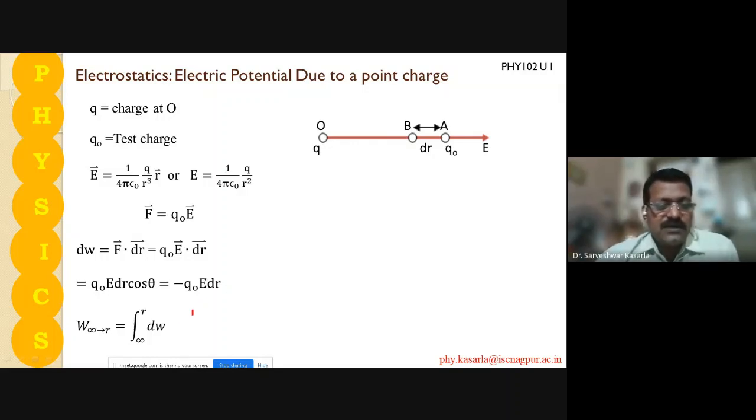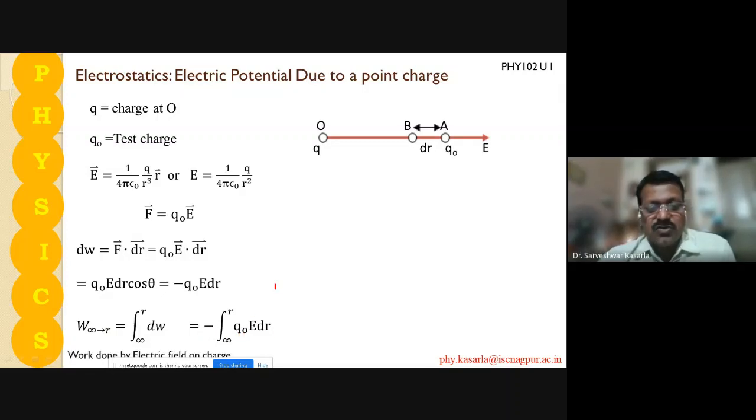If we express that work done in another way, the work done in bringing from infinity to that particular distance r will be the integration of dW. There is a small work done we have calculated like this in moving from A to B. So to calculate the work done in moving from infinity to distance r, we integrate this term. We know dW is equal to minus q0 E into dr; if you put the value, the minus sign can be taken outside.